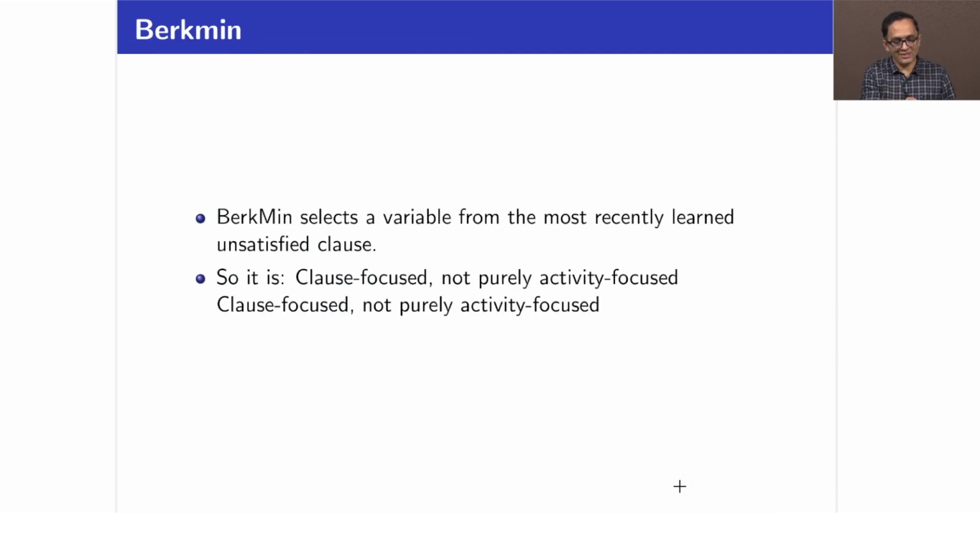So just to summarize, BerkMin selects a variable from the most recently learned unsatisfied clause. It is a clause based heuristic, that means I am giving priority to the clause, not purely to the activity score, just like VSIDS. Here we are only picking from the subset of variables that occur in that clause, not all variables.